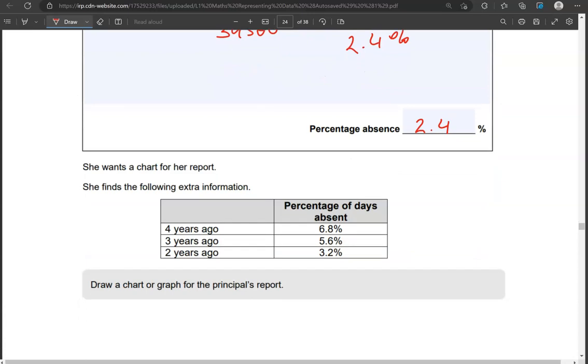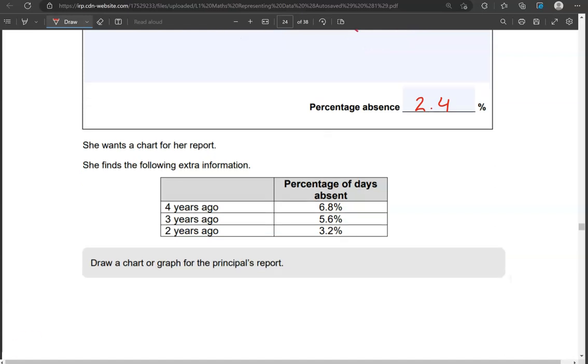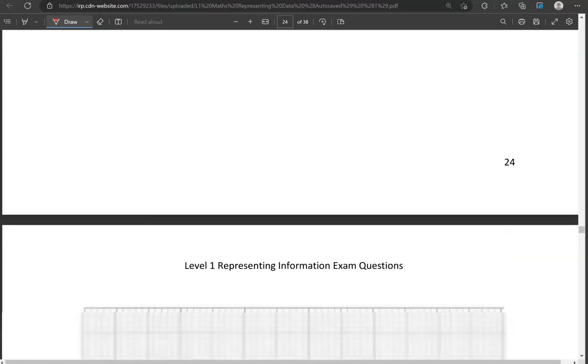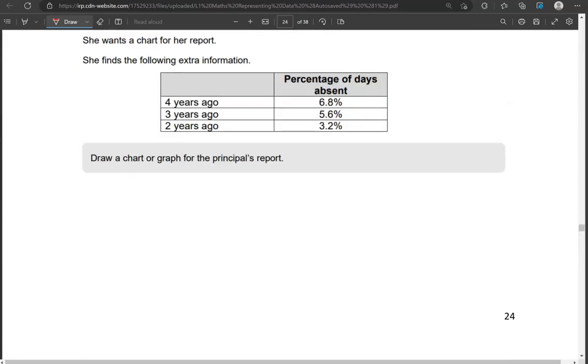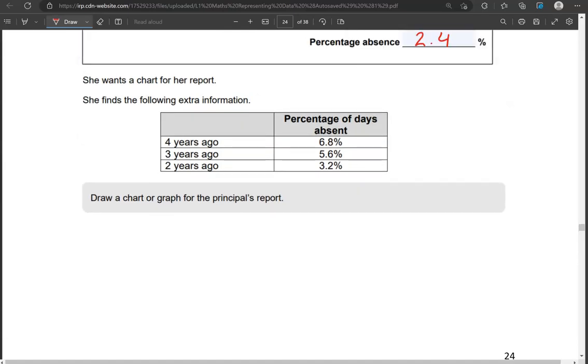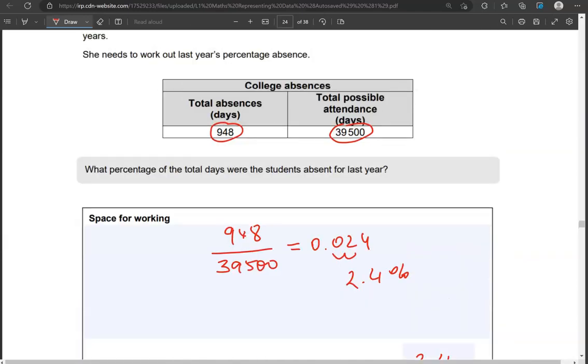She wants a chart for her report. She finds the following extra information. Draw a chart or graph for the principal's report. Okay, so we're going to say year and then label these as year 1, year 2, year 3 and year 4.